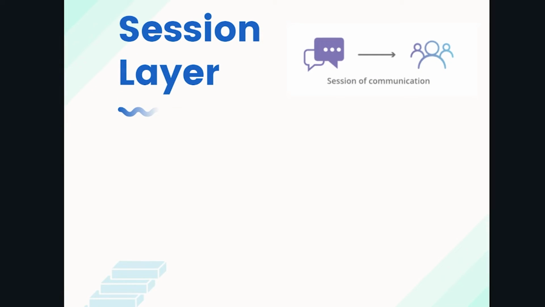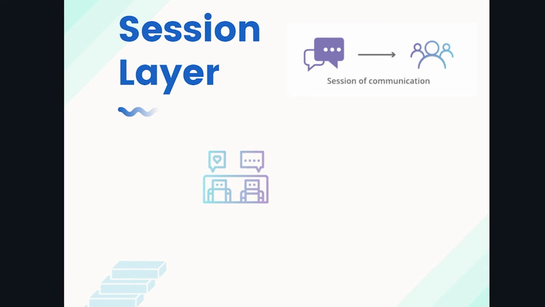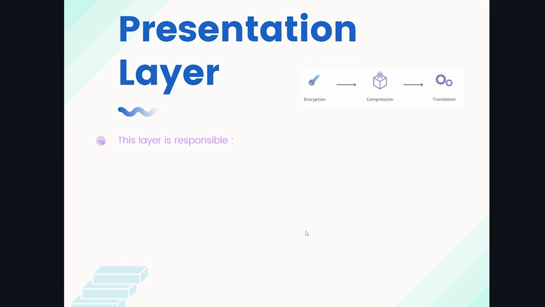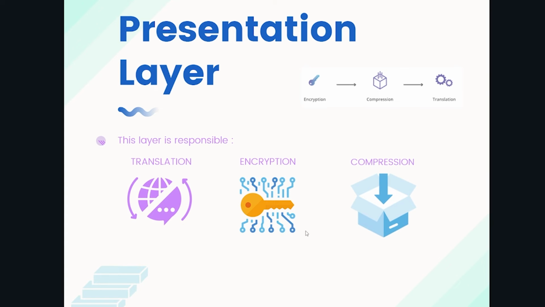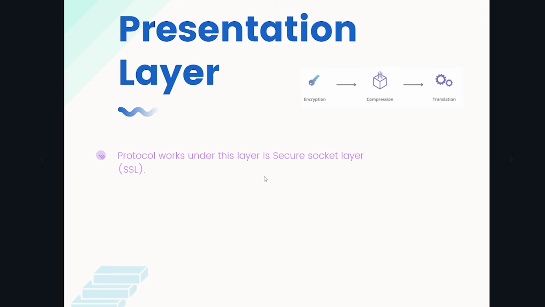Session layer is the fifth layer of the OSI model. It is responsible for dialogue control and synchronization. This layer also controls duplexing, termination, and restart. Protocols that work under this layer are TCP and RTP. Presentation layer is the sixth layer of the OSI model. This layer is responsible for translation, encryption, and compression. The protocol that works under this layer is Secure Socket Layer, or the SSL.